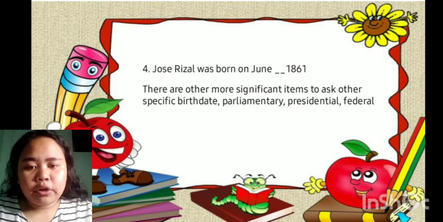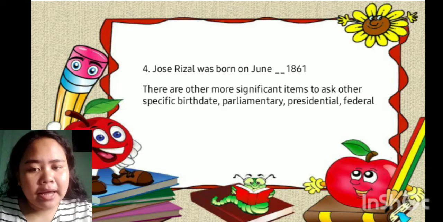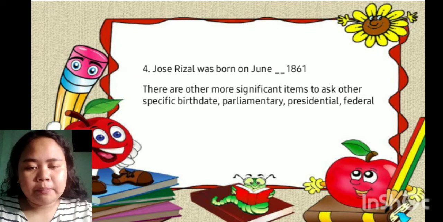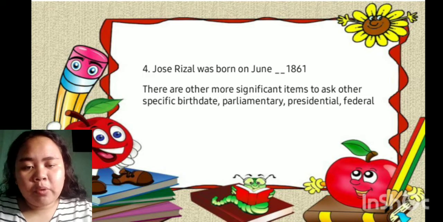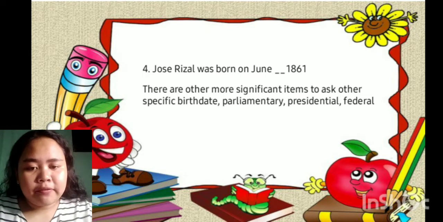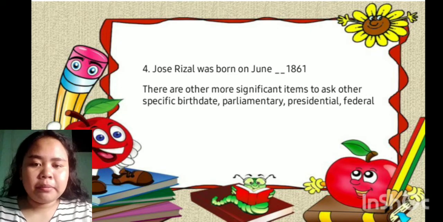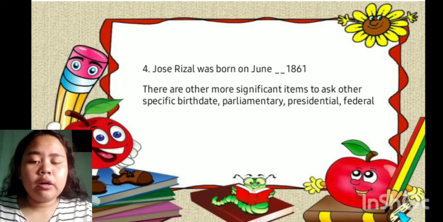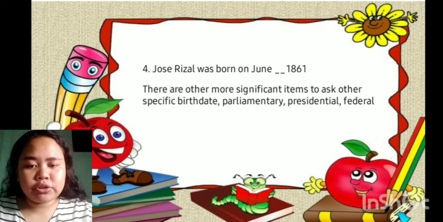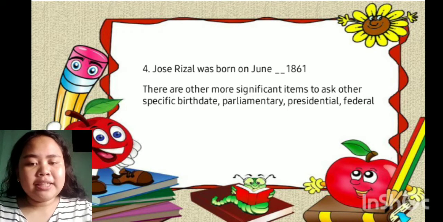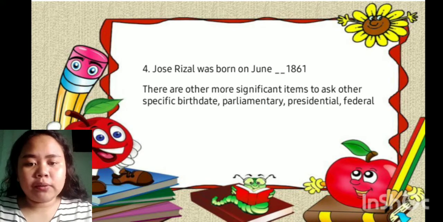Guideline number 4 example. Jose Rizal was born on blank 1861. So the date of the day when Rizal was born is a significant matter. It is a significant matter because we consider Jose Rizal as our national hero. So his biography is important to our history.